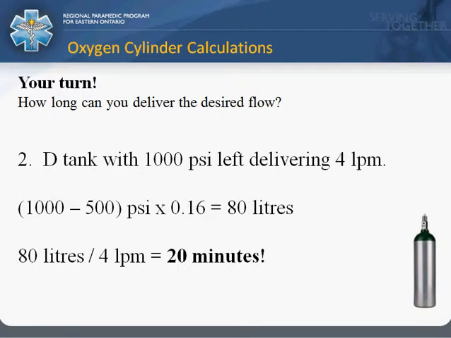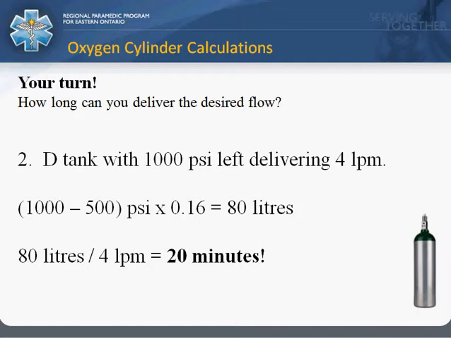All right. Question number 2. A D-tank with 1,000 psi delivering 4 liters per minute. A little oxygen through a nasal cannula. Let's see how we do. 1,000 minus 500 times a tank factor of 0.16 equals 80 liters of oxygen. Ooh, that's not as much as the last question, but it is a smaller tank. Let's finish it off. 80 liters divided by 4 liters per minute equals 20 minutes. That's not a great number, but I can work with that number.